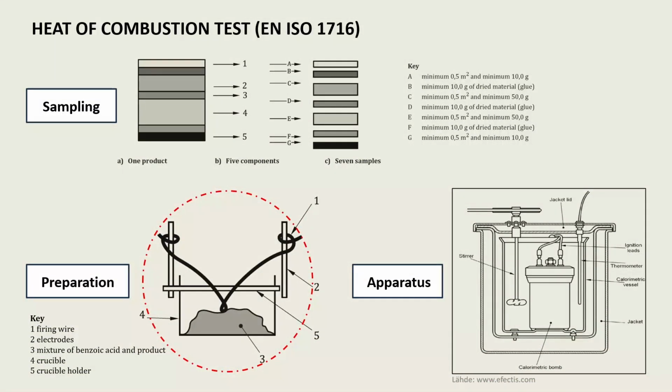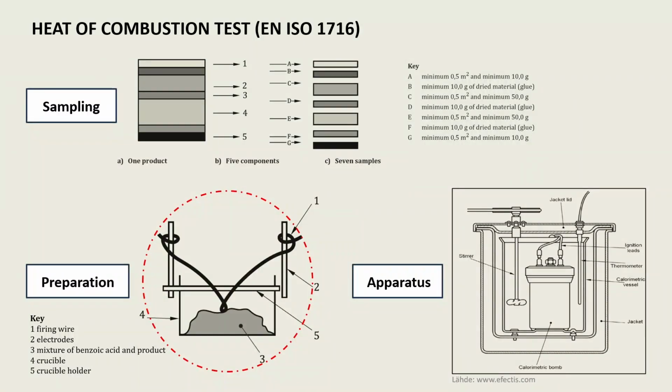The sampling of test specimen should be according to SFS EN ISO 1716, clause 3.2. You can check the standards for more info. A product shall be evaluated through each of its components, taking into account the rules for non-substantial components. If a non-homogeneous product cannot be delaminated, its components shall be provided separately.